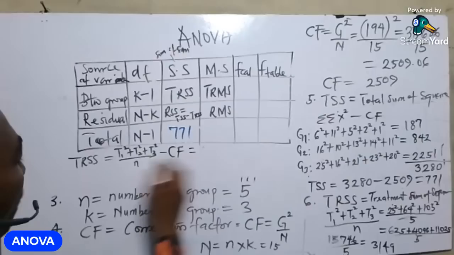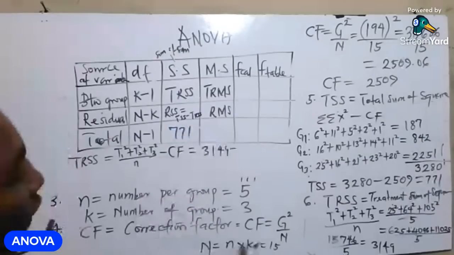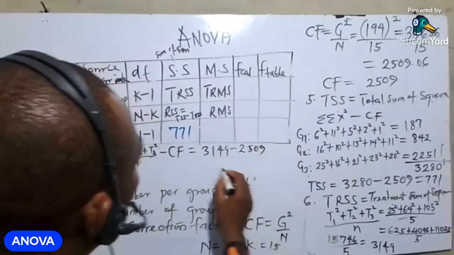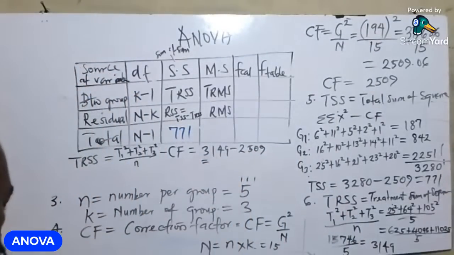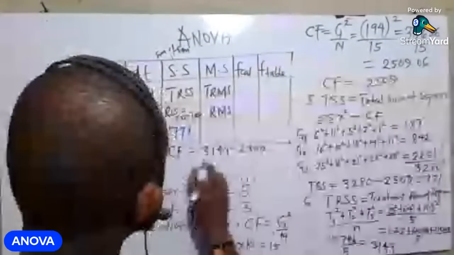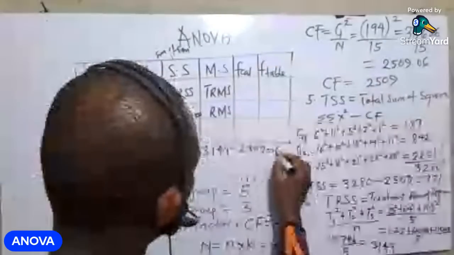So I've got this one, which is 3,149. The correction factor is 2,509, so let's take that away. So that is 3,149 minus 2,509. So that will give me 640.